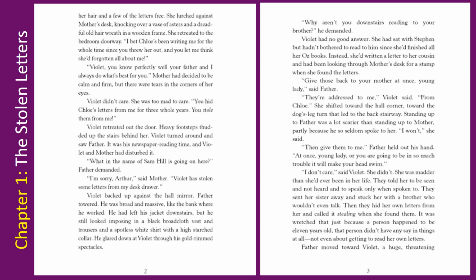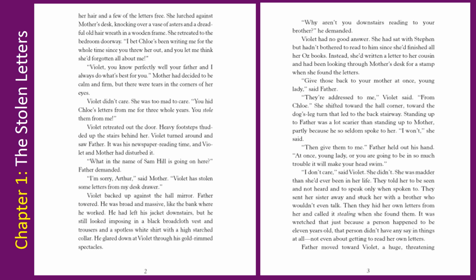He had left his jacket downstairs, but he still looked imposing in a black broadcloth vest and trousers and a spotless white shirt with a high starched collar. He glared down at Violet through his gold-rimmed spectacles.